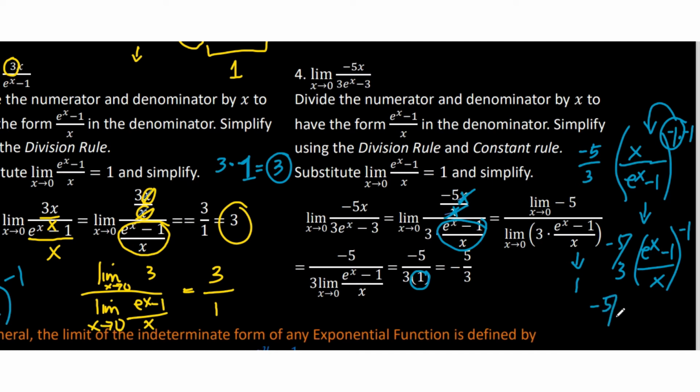Right? Negative 5 over 3. So, ito magiging 1 na by substitution kasi yun naman ang kanyang value. Right? In the rule of limit. Yun yung rule natin kanina. 1 raised to negative 1 is simply 1. Therefore, you can still arrive with negative 5 over 3.